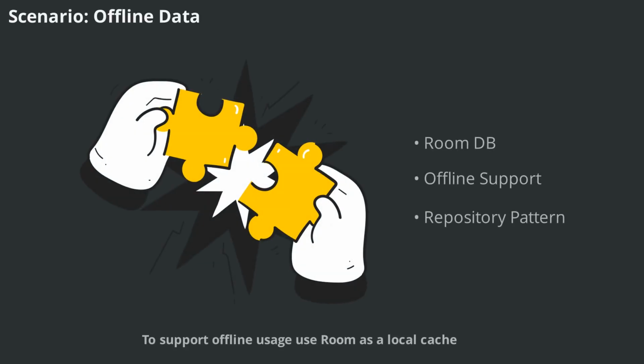To support offline usage, use Room as a local cache. The repository checks connectivity and fetches from Room if offline, or from the API if online. Interviewers may ask you to design offline-first apps.